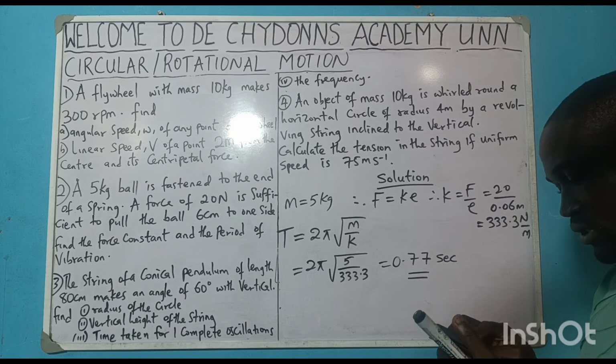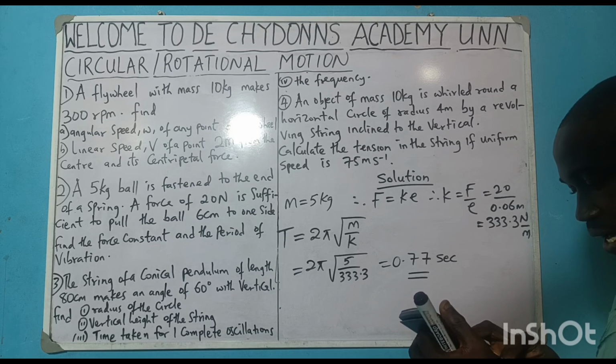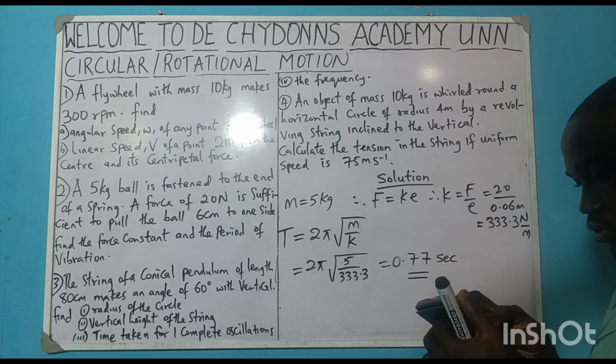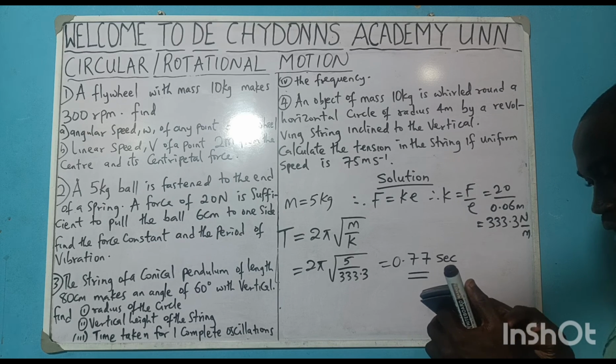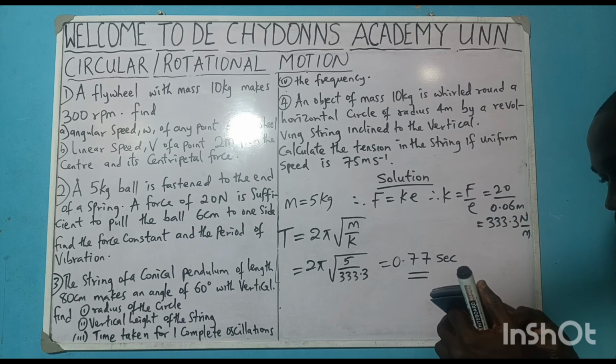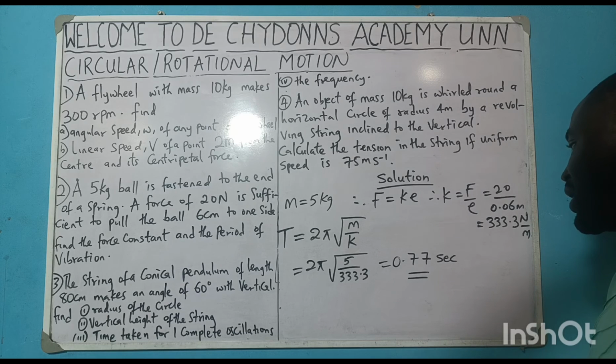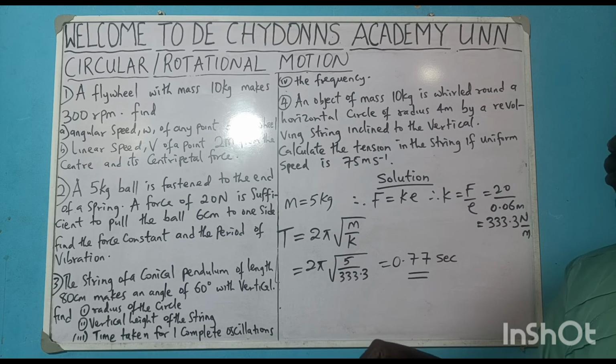We said 2 shift pi times root bracket 5 divided by 333.3. That is that. Okay, we'll go to what?